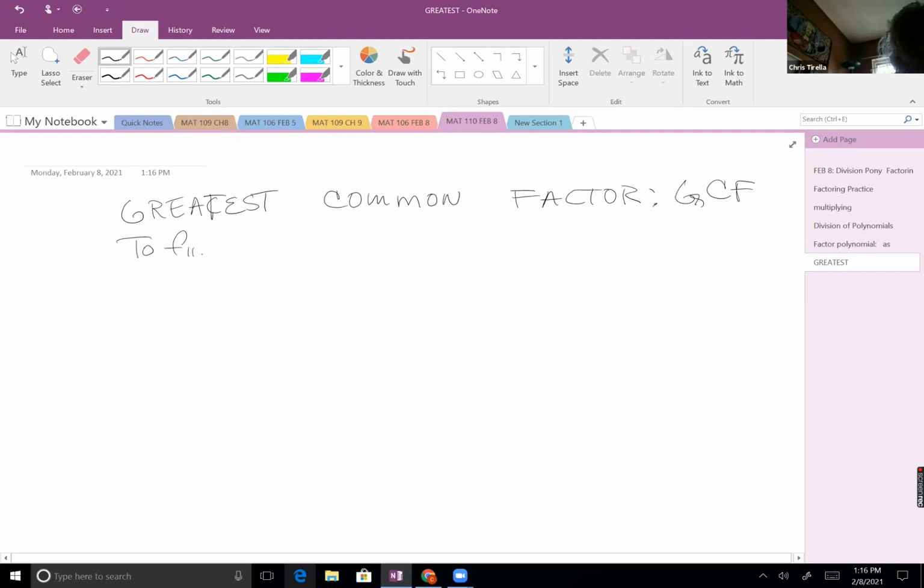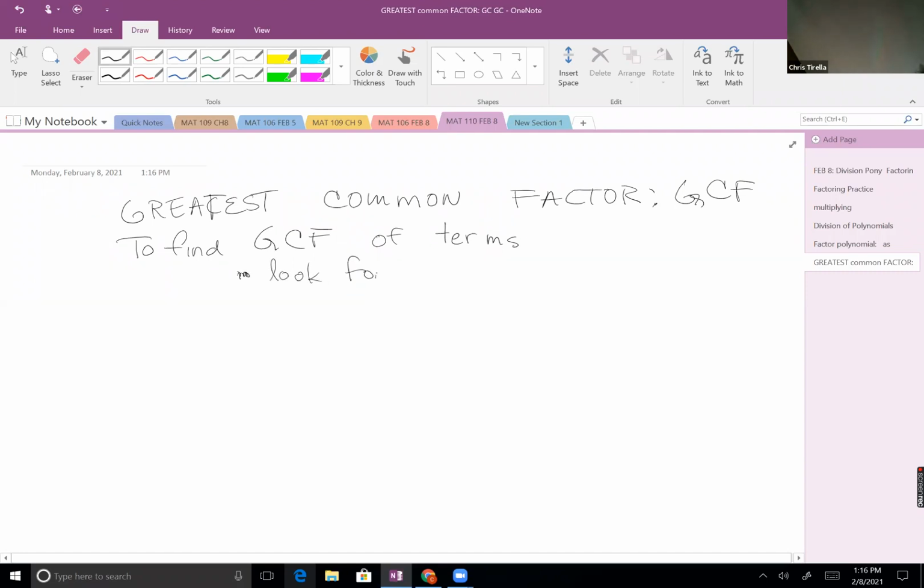To find the greatest common factor of terms, we first look for the greatest common factor of the coefficients. And then we use the lowest exponent on common variables.